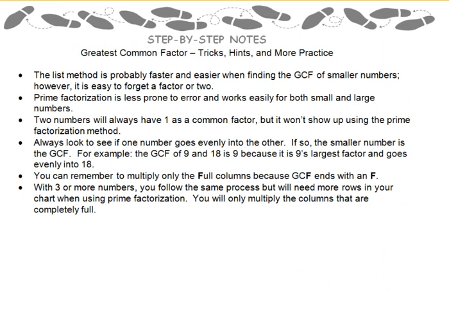Here are some tricks and rules that you might want to read. The list method is usually faster and easier with really small numbers, but it's easy to forget a factor. Prime factorization is less prone to error. Two numbers will always have 1 as a common factor, but it won't show up using prime factorization. Always look to see if one number goes evenly into the other, like 9 and 18. 9 would be your greatest common factor. Always remember to multiply the full columns because GCF ends with an F. And with 3 or more numbers, you follow the same process.